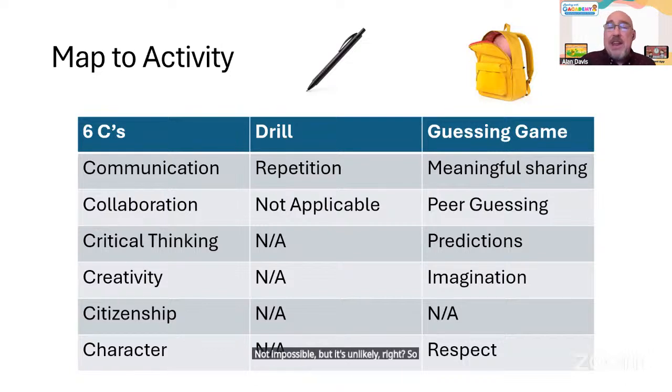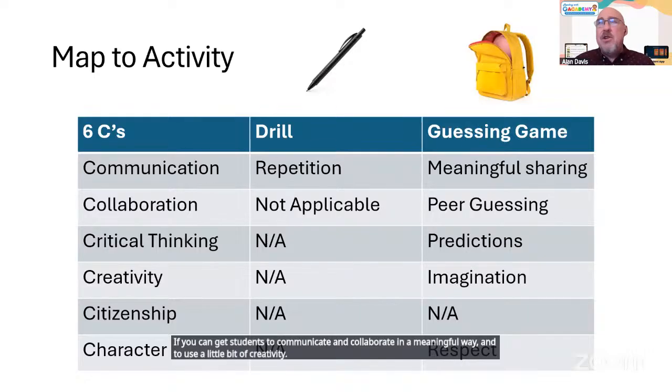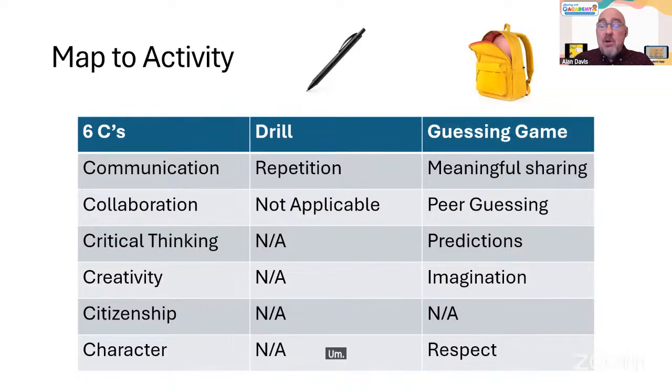So if you can get 2 or 3 of these C's, if you can get students to communicate and collaborate in a meaningful way and to use a little bit of creativity, that's great. You did a great job. If you get them to think about how their actions affect other people, and then they're also doing some creative activity, perfect, great. You got 2 out of 6. So don't think you have to get all 6 of them every time. The last one, character.